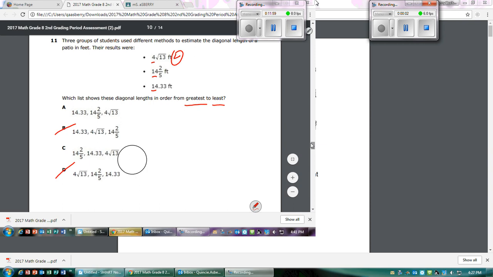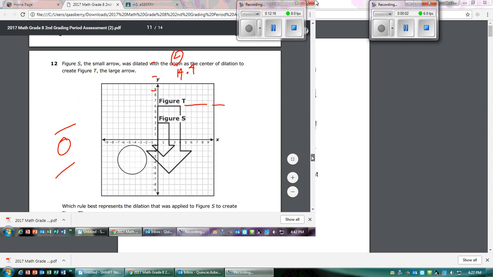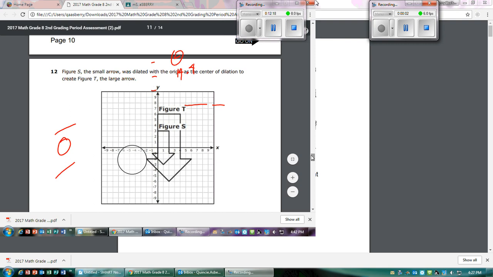So if I put 2/5 into a calculator, I get 0.4. I bring back my 14. I get 14.4 and 14.3. So the biggest one is 14 and 2/5. You should have got C. Okay, don't forget to bring back that whole number. I bet you some of y'all didn't.